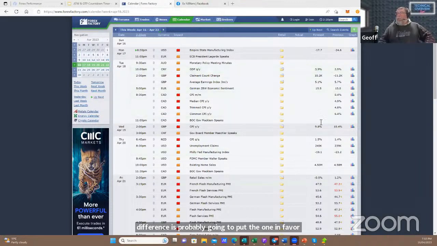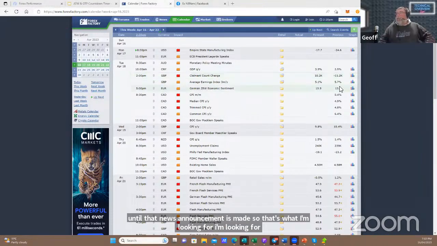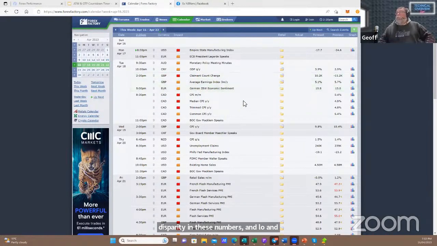So that's what I'm looking for. I'm looking for disparity in these numbers. And lo and behold, I can't find too much here. So if, for instance, on the CAD, they're predicting 0.4 for the CPI figure month on month. If that was going to be 2.1 or -6 or whatever the case may be, a real big difference, then I would look to trade that in the direction of where that prediction lies.